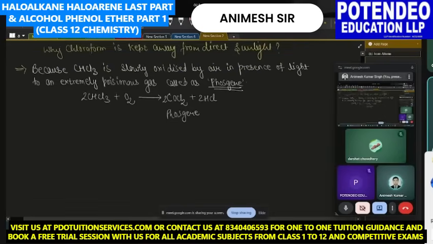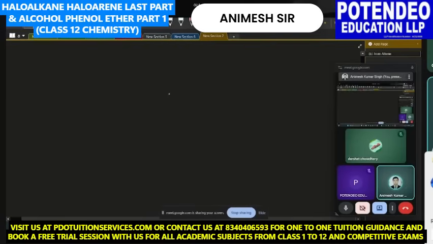The next chapter that we are going to do in organic chemistry is alcohol, phenol, and ether. Three functional groups are these. Chapter number 2, that is alcohol, phenol, and ether.